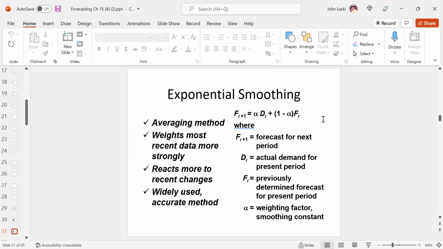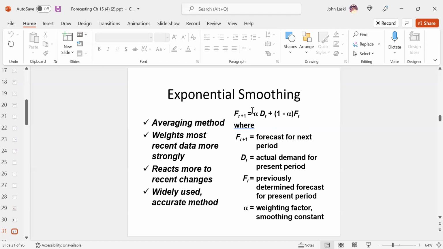Well, what does that mean? It means that if the periods we're speaking of are weeks, then this would be this week, and t plus 1 would be next week. If the period is monthly, as in our continuing example, then F sub t would be this month's forecast, and F sub t plus 1 would be the next period's forecast.